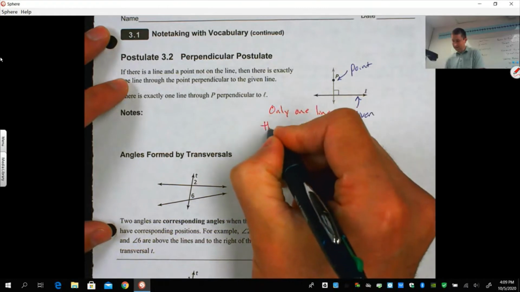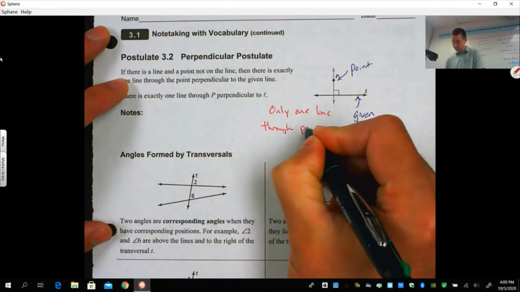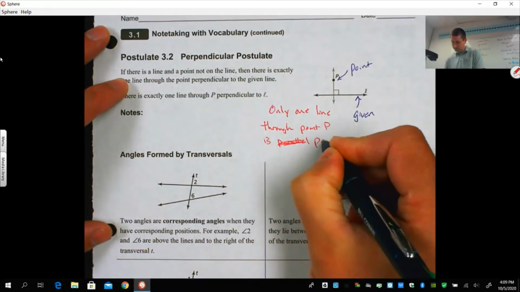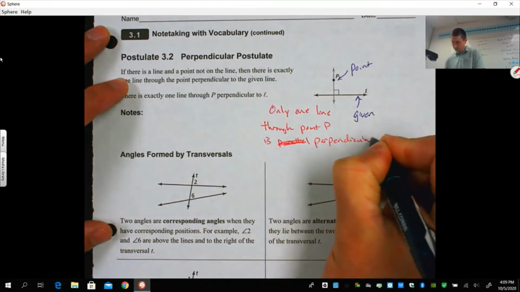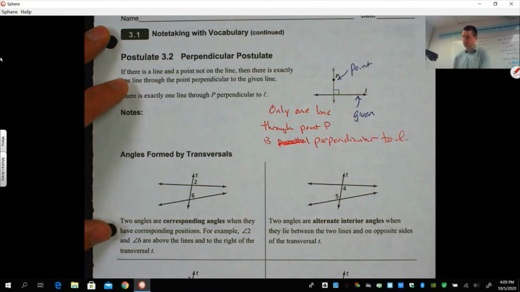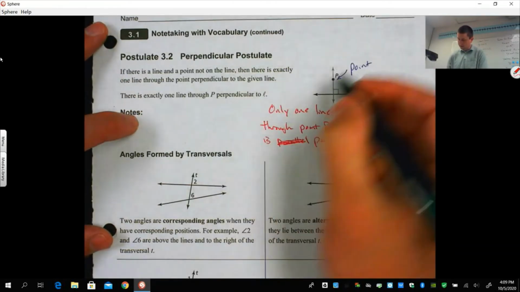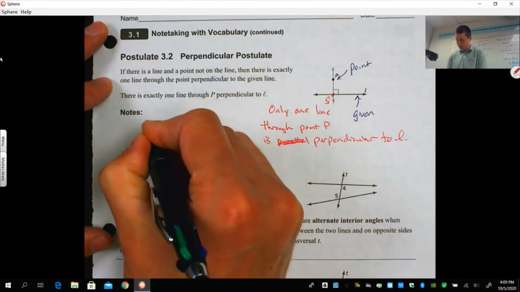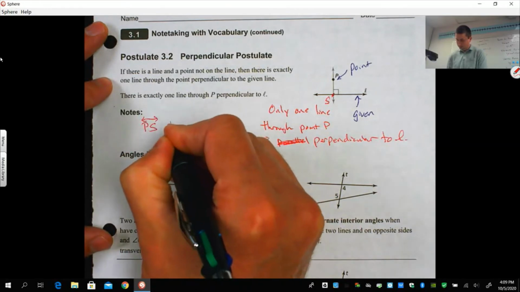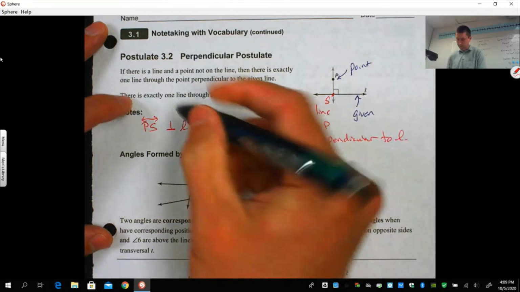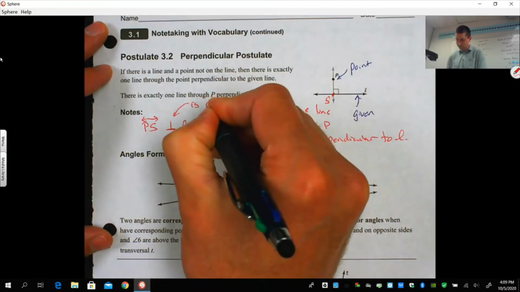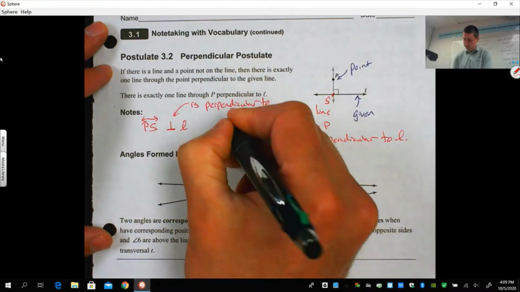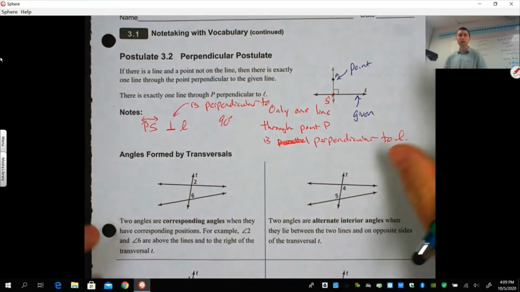Only one line through point P is not parallel this time, but perpendicular to L. Okay, so only one line through point P is perpendicular to L. And let's say this is a point, let's call that point S. We could say line PS is perpendicular to L. So if you see that symbol there, you know that is perpendicular to. And you remember now that's 90 degrees. Okay.